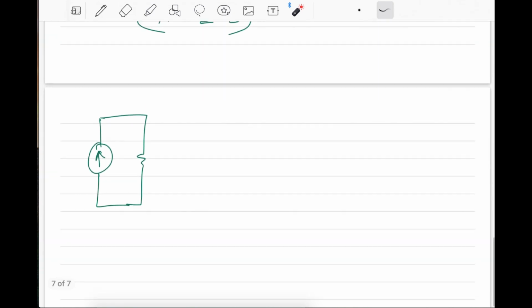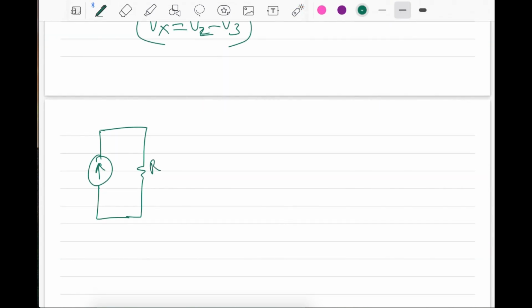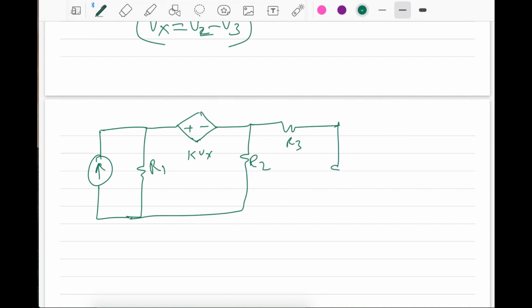Okay, so let us have one more variation here. So you have this, then you have a voltage source which is given like this, and then you have R2, then you have R3, then you have R4, then you have a current source like this. So what will happen now? Will it fall in the supernode category or not?